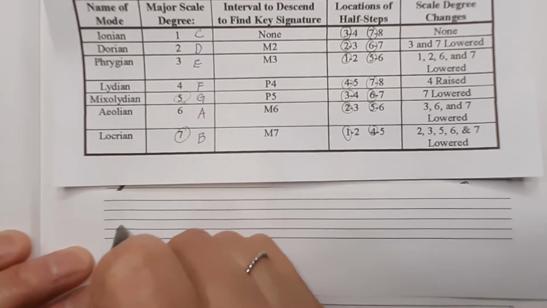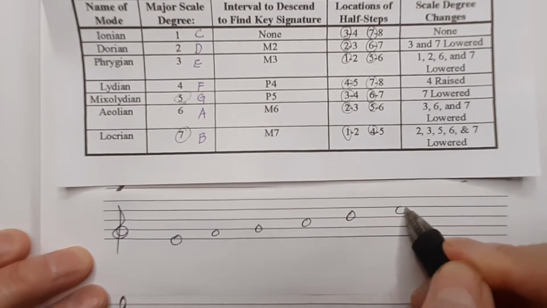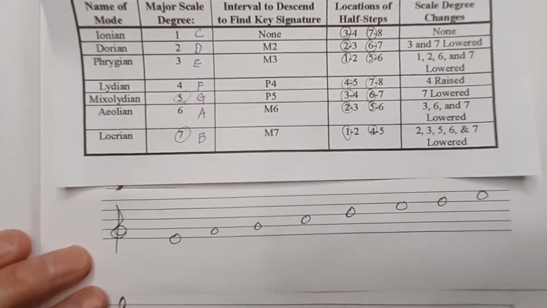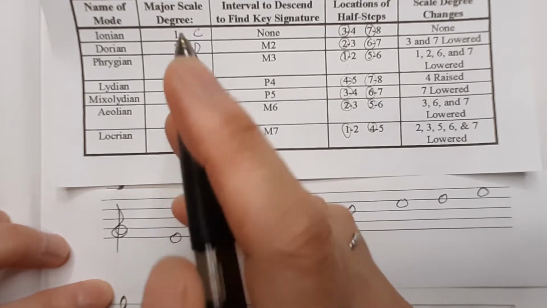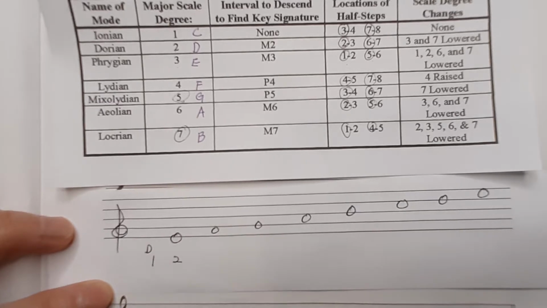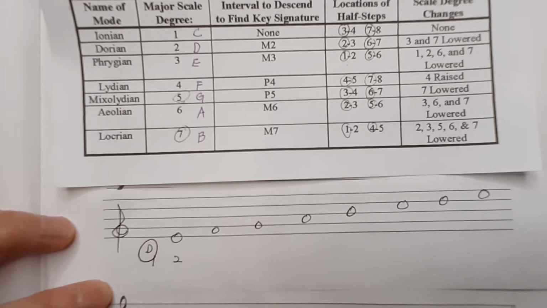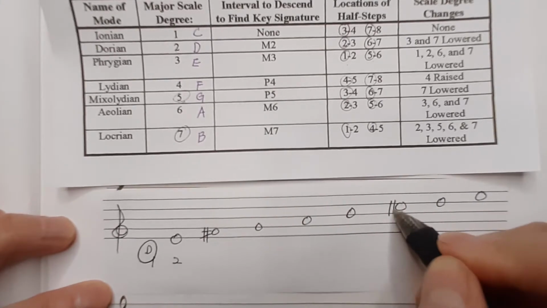So you do E to E. E, F, G, A, B, C, D, and E. Right? Now, what's Dorian again? It's a second degree. 2. If E is 2, then what's 1? Isn't that D? Yeah. In the key of D major, what do you have? You have F sharp and you have C sharp.